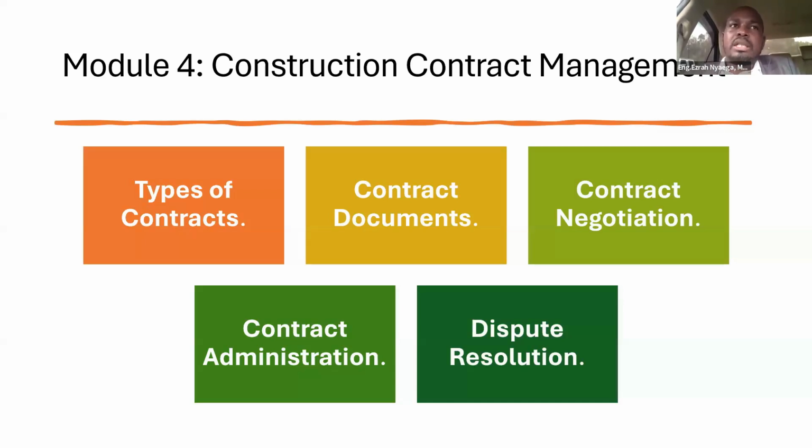So we'll look at the different types of contracts that exist and how you can choose the most appropriate contract for your given project. And as we've said, there is no one single contract that is universal, that when I'm having a project, this is the contract that I'll be using. We don't have that. Then you'll look at the contract documents.